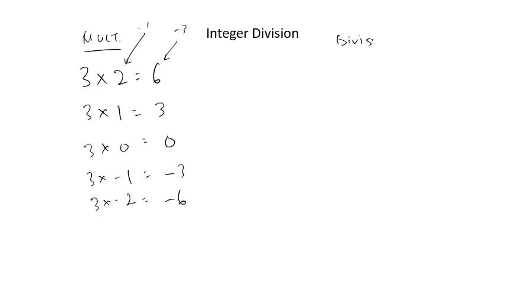Now, if we extend this to division, we can take 6 divided by 3 equals 2. Now, remember, we're moving this product over here to be the dividend. So now this is going to be 3 divided by 3 equals 1. And then 0 divided by 3 equals 0.